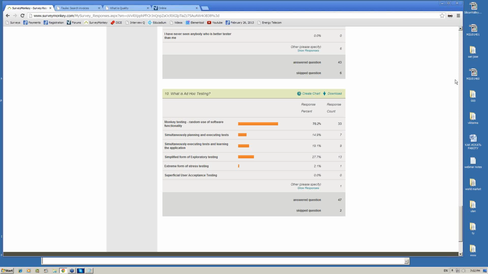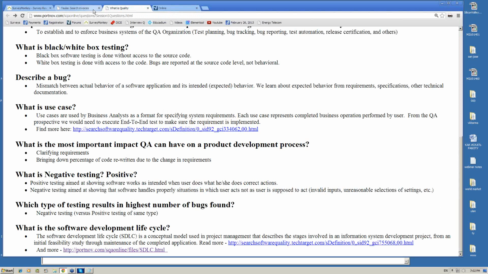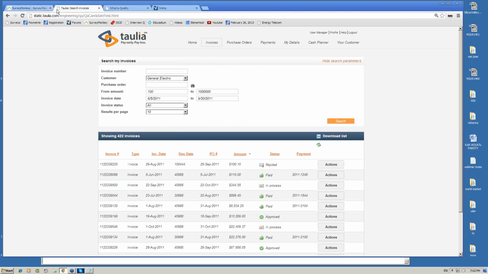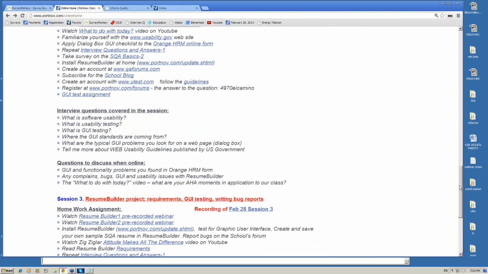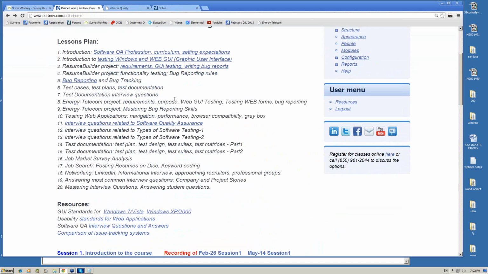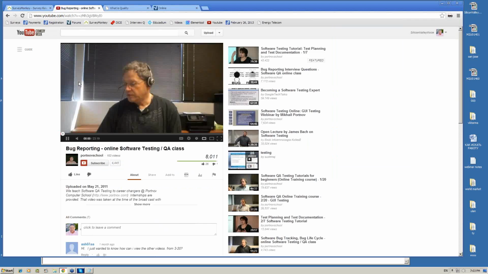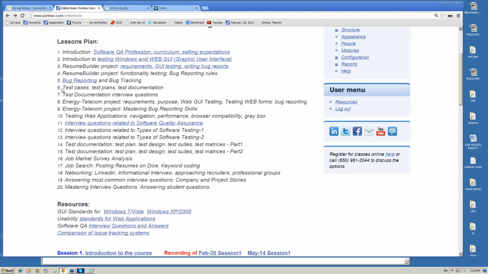Guys, let's do it this way. Next session is going to be on bug reporting. When you come here, there is a bug reporting video. See, bug reporting. Just watch that video. It takes 23 minutes. So guys, it's not a big deal. Just go for that bug reporting video, and that is what we are going to do next time, tomorrow. And Thursday, you will have your first project session. Okay?